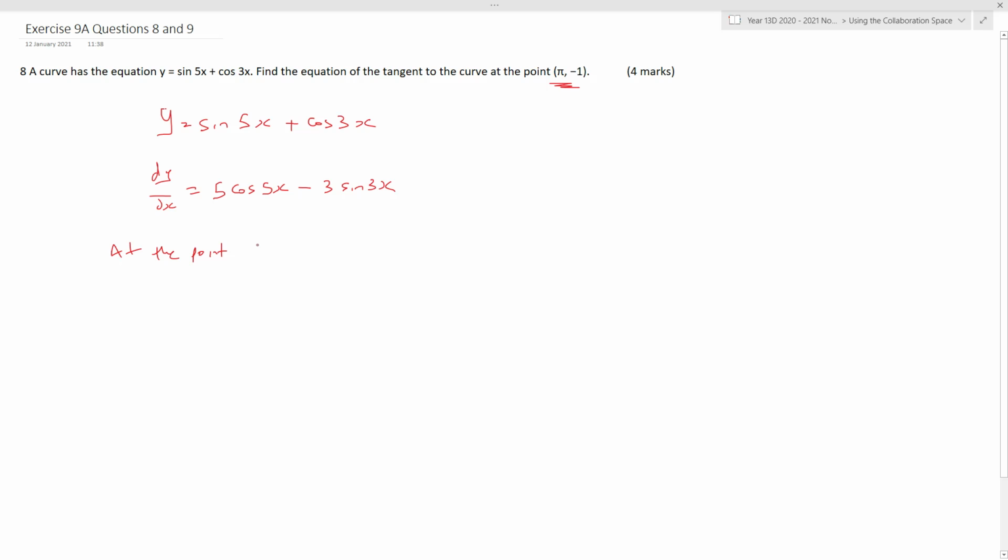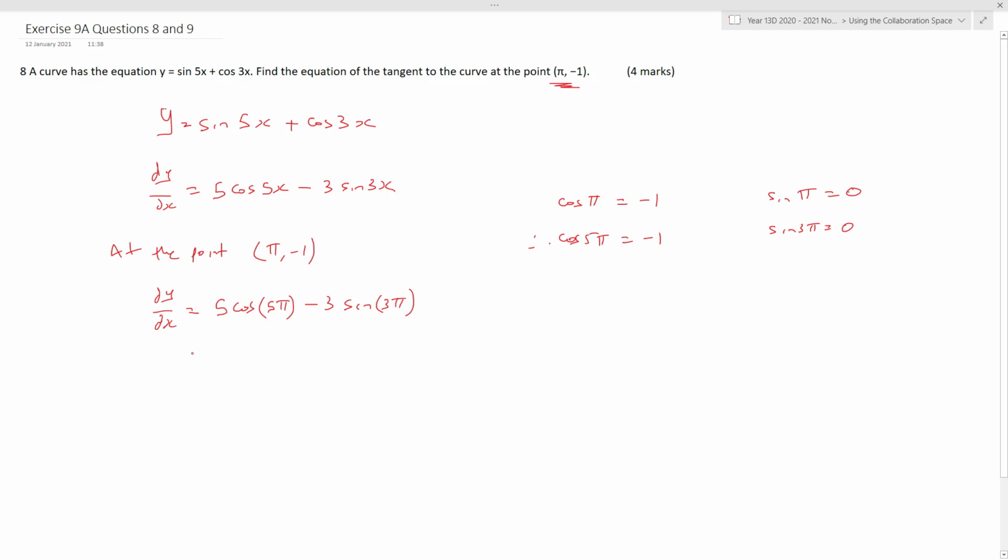Because that's where we want to find the tangent, at pi, minus 1, what's our gradient? So dy over dx is equal to 5 cos of 5 pi minus 3 sine of 3 pi. Now, we know from our sketches of the sine and cosine curve, cos of pi is equal to minus 1, so cos of 5 pi is also equal to minus 1. We can say the same for sine of pi is equal to 0. Sine of 3 pi is equal to 0. Check those in your calculator.